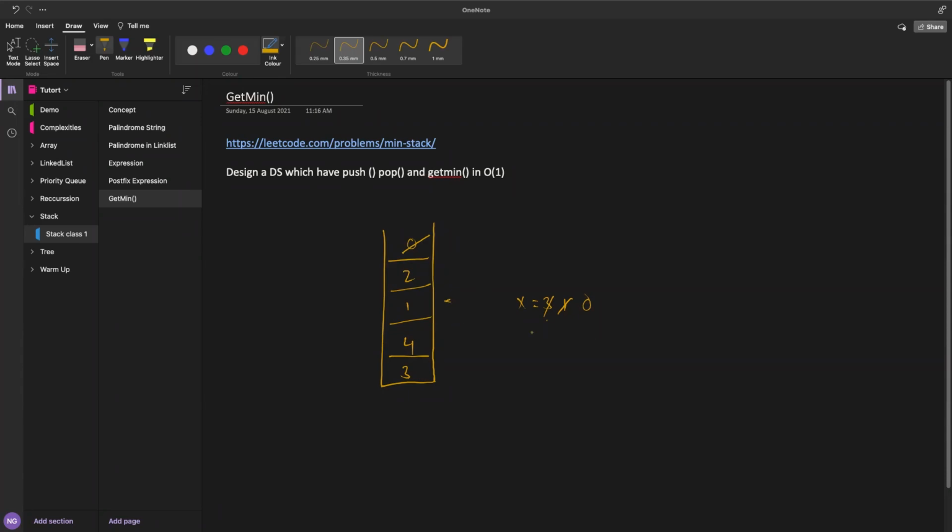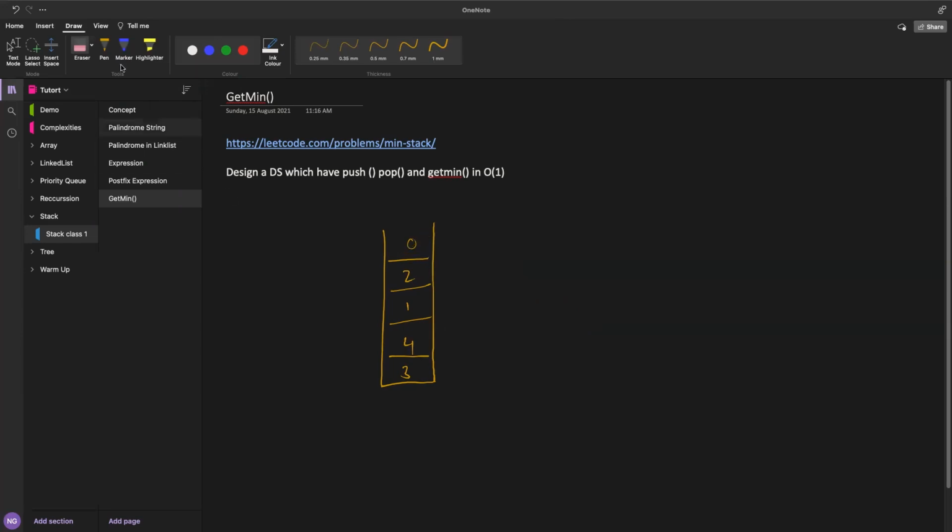But a single variable can't hold the sequence of that, because you already have a 0 stored. So you don't know what is the next minimum after the 0. So that is a problem. To overcome that problem, we need to maintain the order of minimum values also.